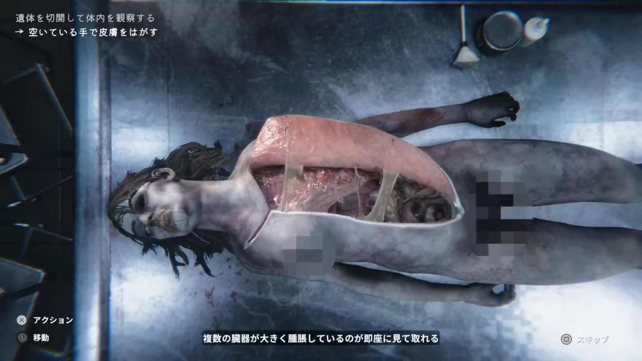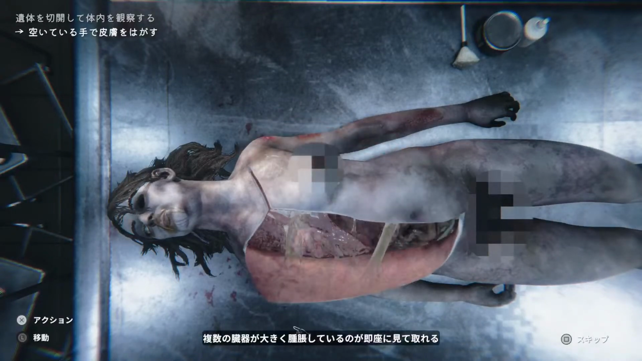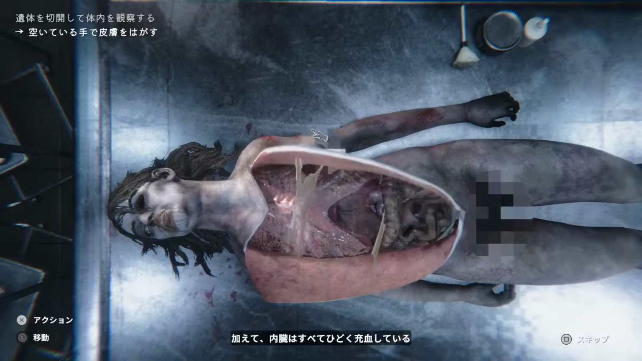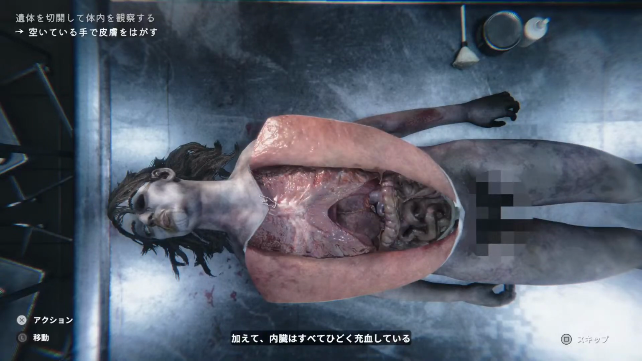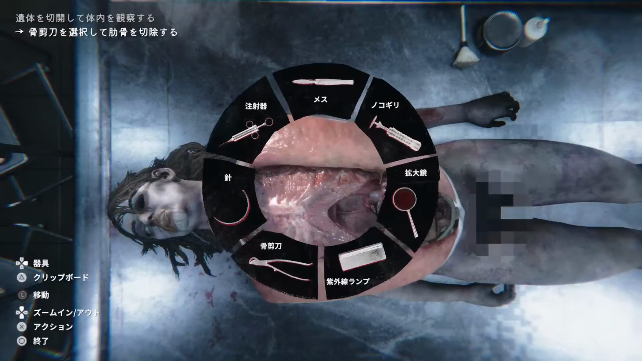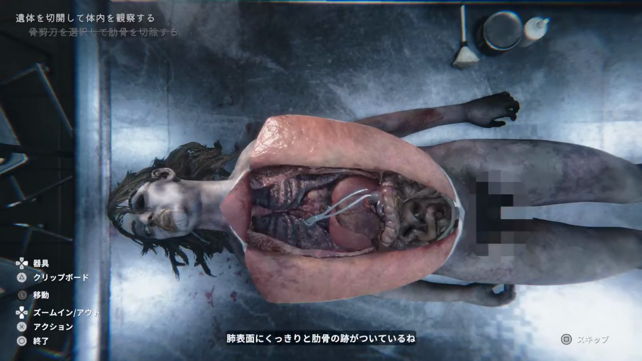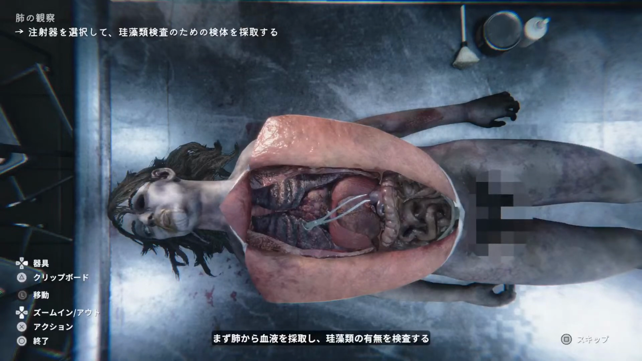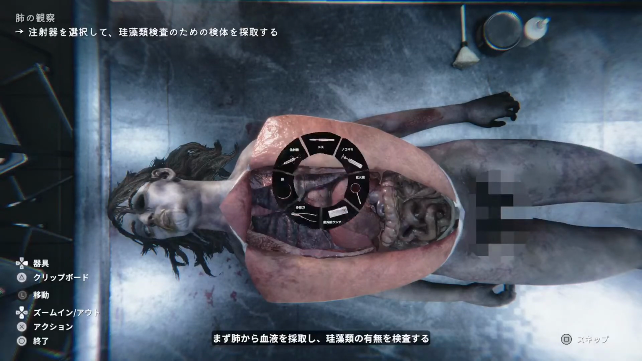You can immediately see a very large swelling of the organs. In addition, all internal organs are very congested. I proceed to remove the ribcage. It's easy to see that the ribs have been imprinted in the lungs. So, I'm going to start by drawing blood from the lungs for testing for diatoms.